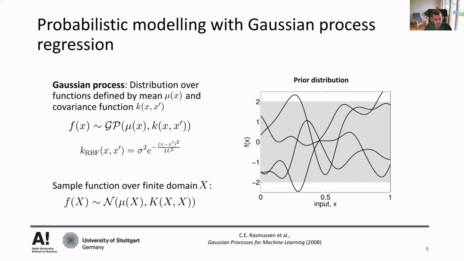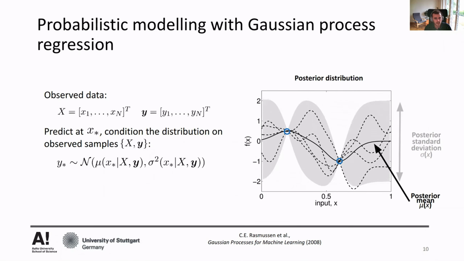Now, when we use Gaussian processes for regression, we always sample functions over a finite input domain. And this means that we sample from a multivariate Gaussian distribution, which is centered at mu and has the covariance matrix K. And in the right figure here, you see that without any given data, all functions that are within a certain range that is determined by this kernel function are possible functions that we allow to be used for modeling. And the samples here in this figure are generated from this so-called prior distribution.